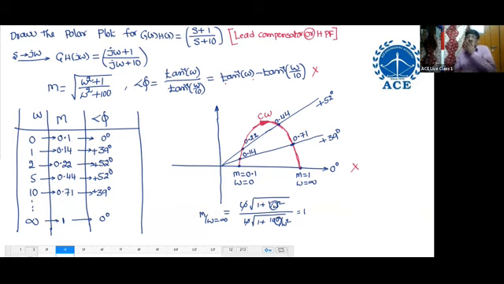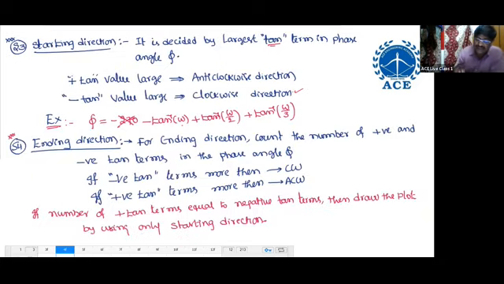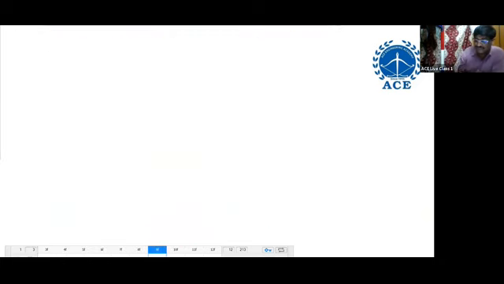Right. Now we'll solve the problems. First problem: draw the polar plot for G of s, H of s equal to 1 by s plus 1.